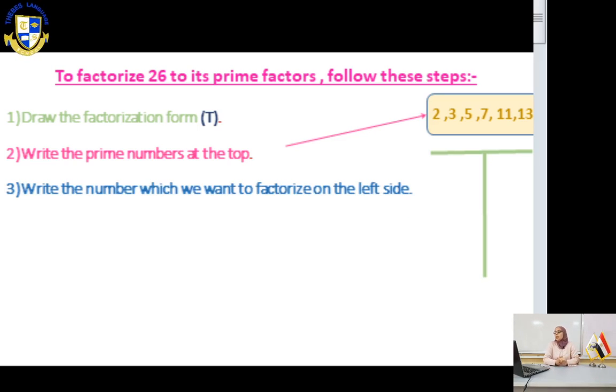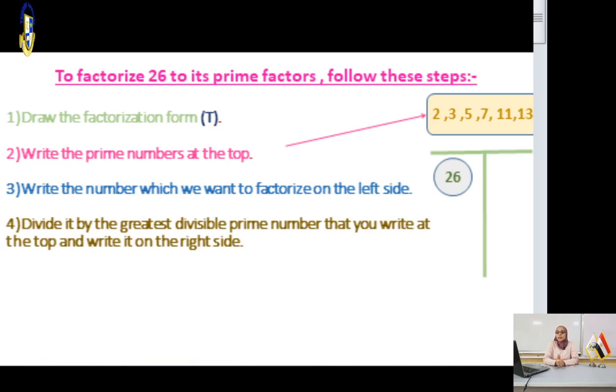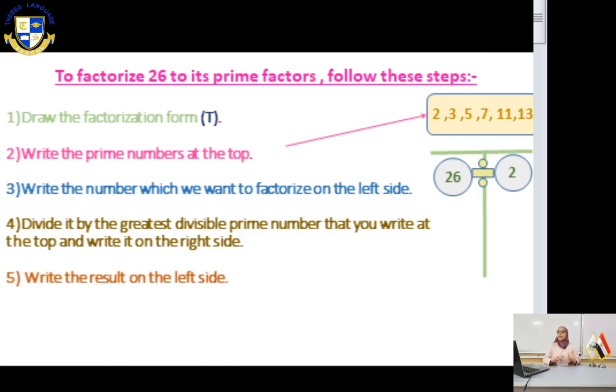And then see, 26 is divisible by which prime number? Get any prime number that 26 is divisible by. Excellent, 2. We will divide 26 by 2 and write 2 on the right of T. The result, where do we write it? We write the result on the left under 26. So 26 divided by 2 equals 13.